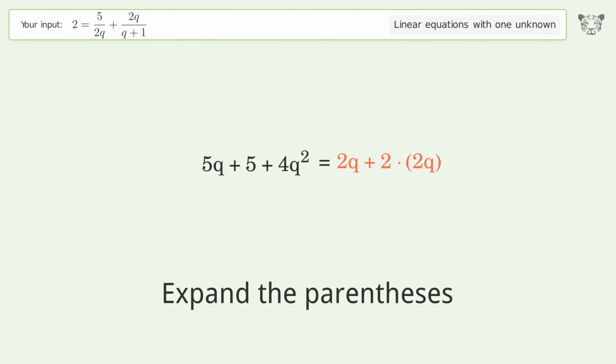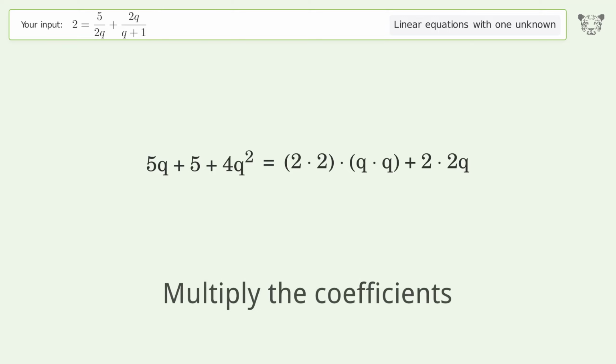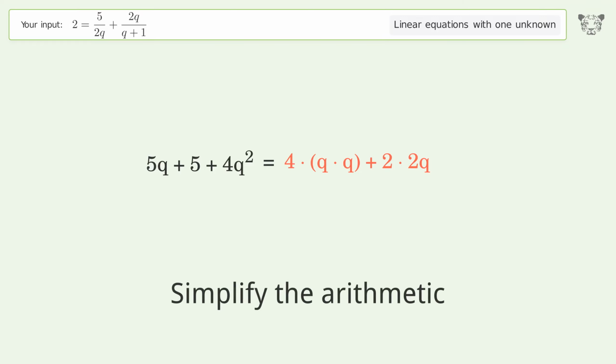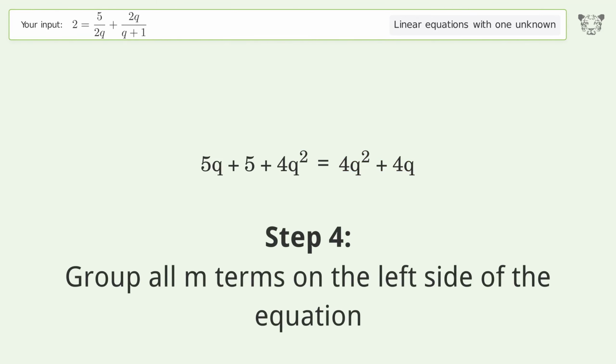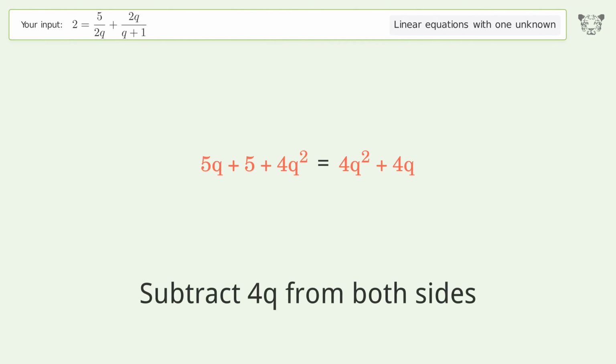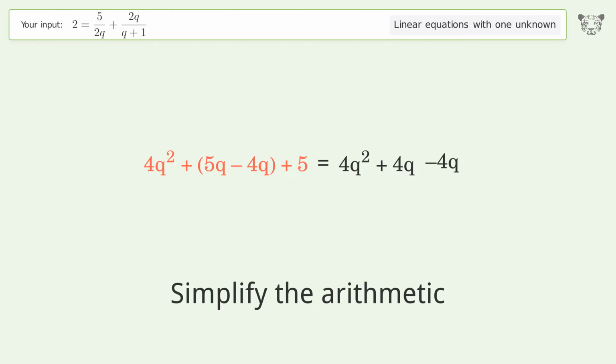Expand the parentheses. Group like terms. Multiply the coefficients. Simplify the arithmetic. Multiply the coefficients. Group all m terms on the left side of the equation. Subtract 4q from both sides. Group like terms. Simplify the arithmetic.